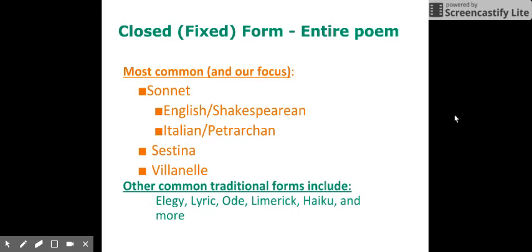The three major ones that we are going to focus on as far as the closed form will be the sonnets, the two kinds of sonnets that you see listed here, the sestina and the villanelle. That doesn't mean that there are other traditional types of poems that you've probably heard of or read before that have a very clear form. But we're going to focus on sonnets, sestinas, and villanelles.